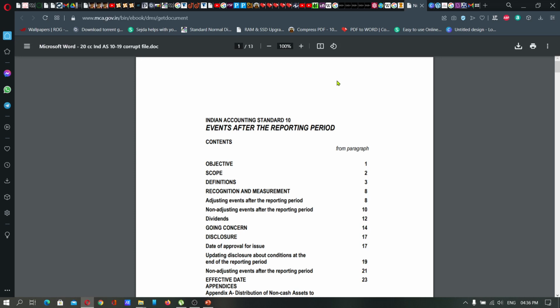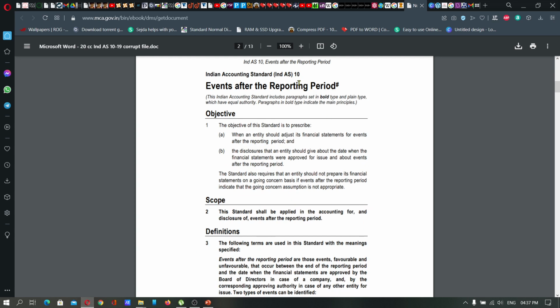Ind AS 10, events after the reporting period. So the meaning of events after reporting period is those events, favorable and unfavorable, within the business that occur between the end of the reporting period and the date when the financial statements are approved by the board of directors in case of a company, and by the corresponding approving authority in case of other forms of entities, for issue. So that is known as events after reporting period.